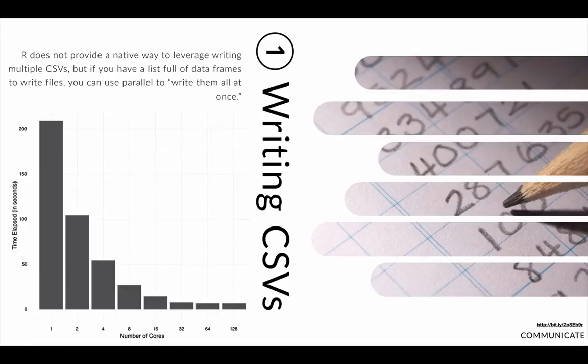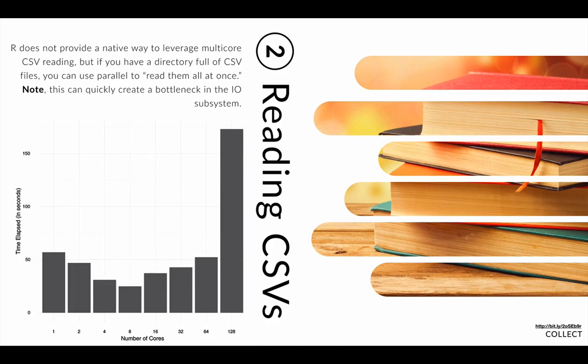Though R does not provide a native way to leverage writing multiple CSVs in parallel, if you have a list full of data frames to write, you can use mclapply from Parallel. And as you can note, you actually get a pretty nice speedup, right on around 32 cores. After that, it seems that there's really diminishing returns, but it really can cut down your time for writing vast numbers of CSV files.